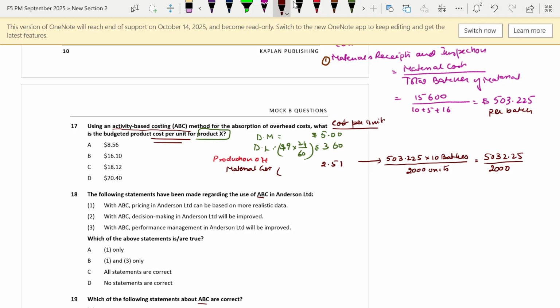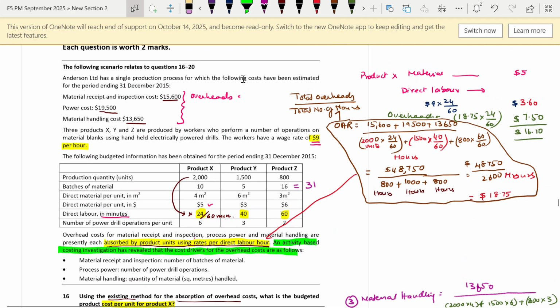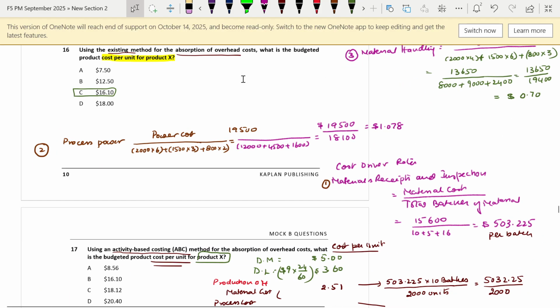Is it next? What is the process cost? We have calculated the process cost. How much is there? What is the process cost? $1.078. Okay, where is that? 1.078.